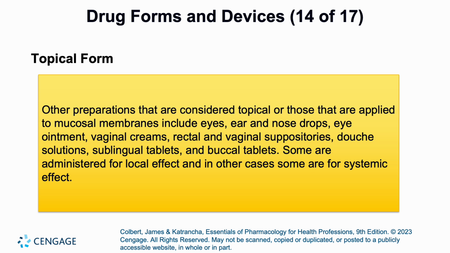So sublingual tablets go under the tongue and dissolve right there on the mucosal tissue, and buccal tablets you press into the cheek and they dissolve in the cheek. Some are administered for local effect, and in other cases, some are for systemic effect. So local effect meaning it just works in that one area, and other cases used for systemic effect.